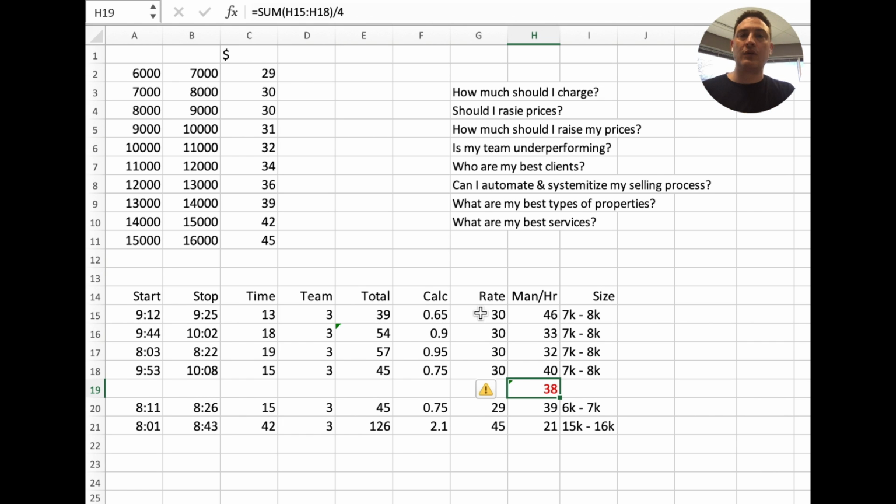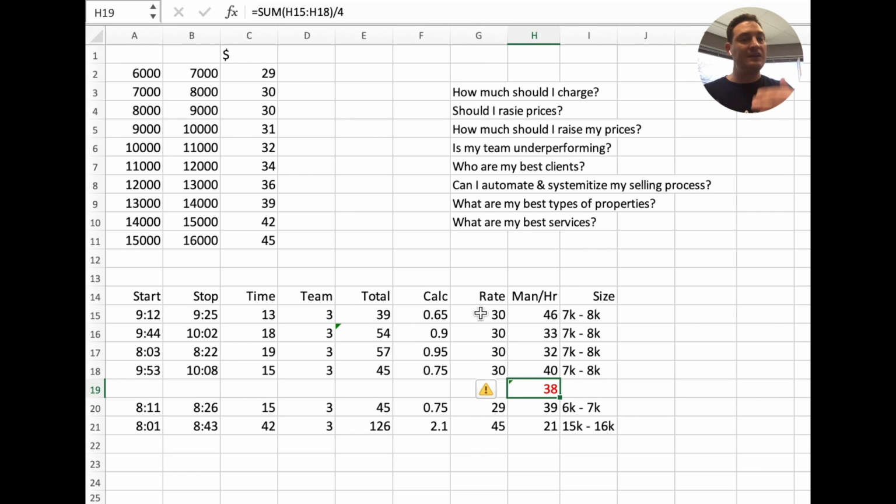We're not going down that road, but that would help you understand if $38 an hour makes sense. You might know that on average you pay your guys, your team, $14 an hour, and you have very low overhead. If that's the case, then this $38 is probably going to work for you. Generally, you want to see this number in the 40s or greater. That's my general rule of thumb.